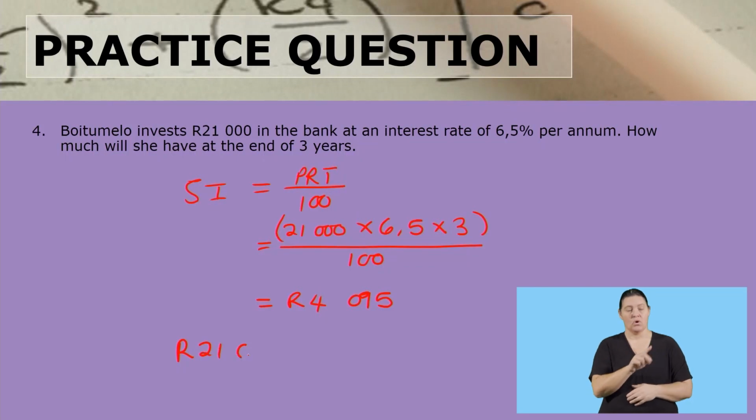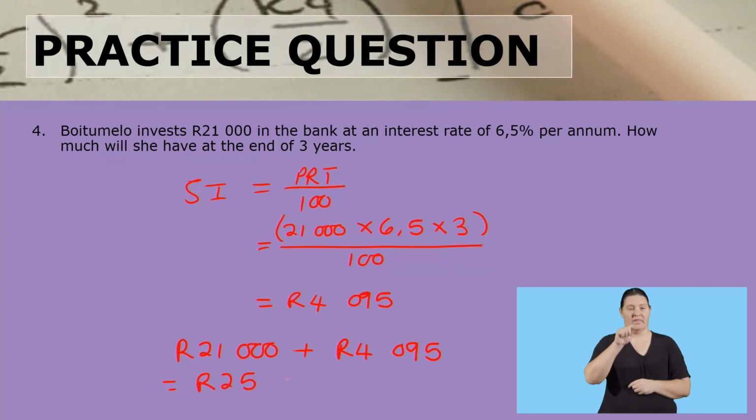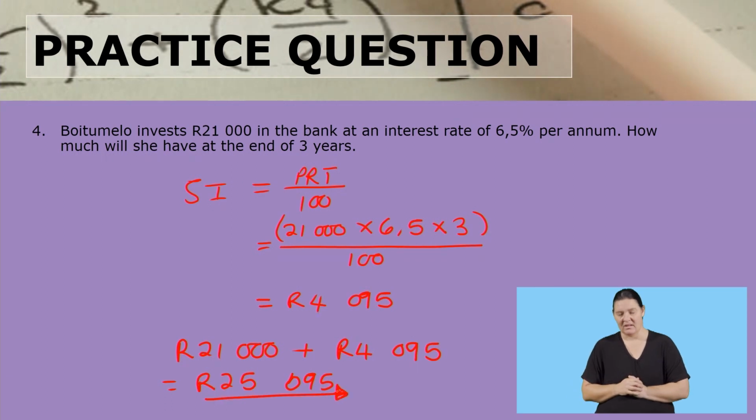But when we need to calculate how much in total Boitumelo will have in her bank account, we are going to take her initial 21,000 and we are going to add this 4,095 rands. And in total, we are going to have 25,095 rands. So this is how much that Boitumelo will have at the end of 3 years. Let's move on to our application questions.